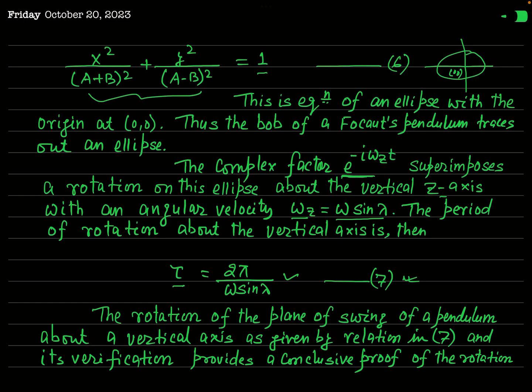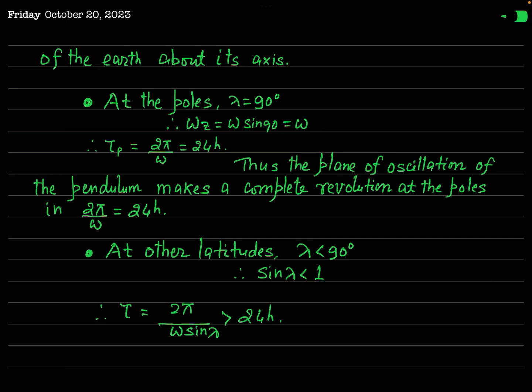And when you find the value of this period of rotation at the poles, at the poles lambda is equal to 90 degree. So omega z, which is omega sine lambda, will be omega sine 90, and that will be equal to omega. So when we suspend the pendulum above the poles of the earth, then the time period of the pendulum will be 2 pi by omega, which is 24 hours.